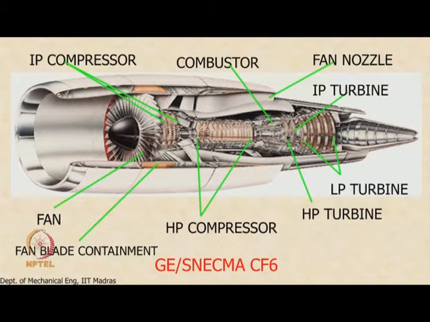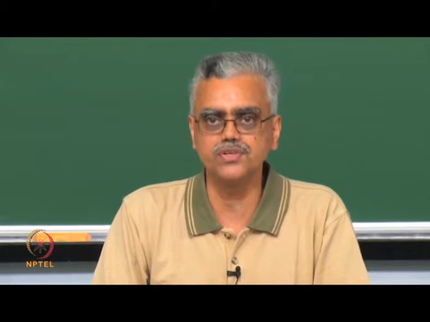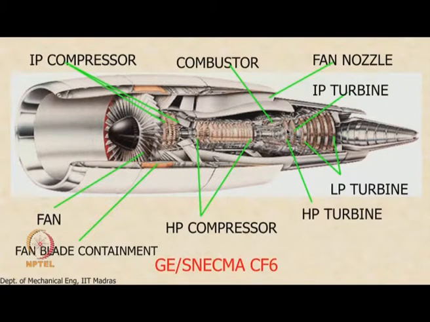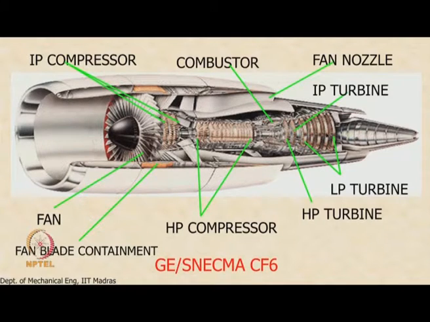High pressure turbine, a single stage high pressure turbine drives the 7 or 8 stages of a high pressure compressor. That is because the blade loading coefficient of a turbine stage can be much higher than a compressor. So, a single high pressure turbine can drive 7 or 8 stages of a high pressure compressor. Similarly, you see a single stage of an IP turbine, and then you see multiple stages of the low pressure turbine, and then you see the nozzle for the hot gas.